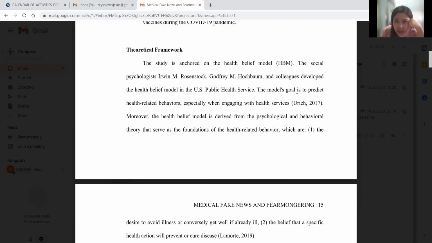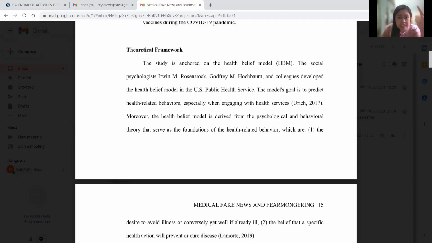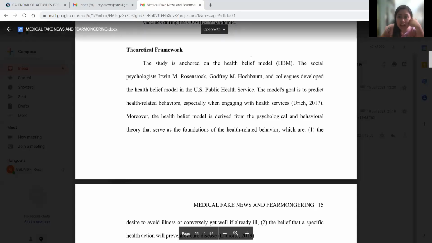So what does the health belief model mean? The model's goal is to predict health-related behaviors, especially when engaging with health services. Because they are looking here at whether medical fake news and fear-mongering influence the vaccine confidence of millennials. Having a vaccine is actually a health service, so your decision of getting the vaccine is influenced by something. This is what the health belief model says.